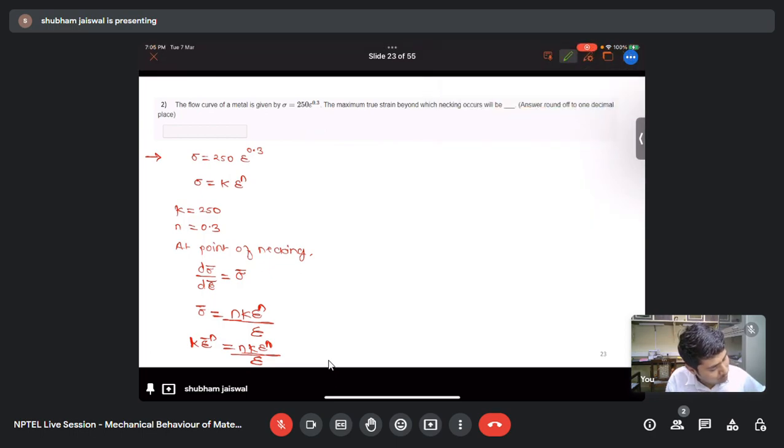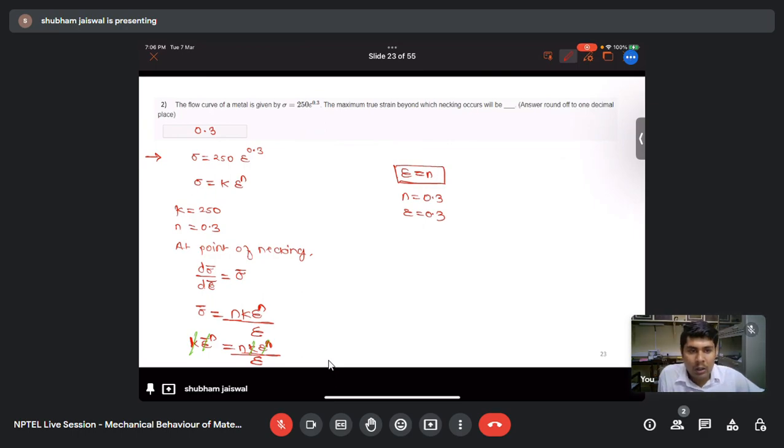So here this gets cancelled, and what will remain is epsilon equal to n. So what does it imply? That the uniform elongation or the maximum strain is equal to n. So n is equal to 0.3. So epsilon equal to 0.3.